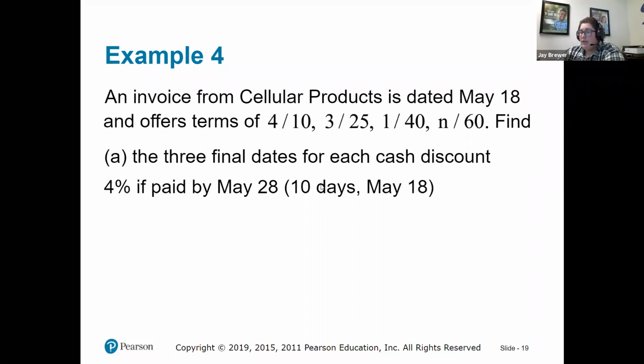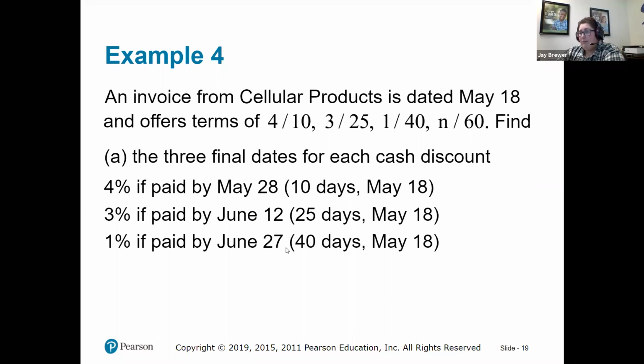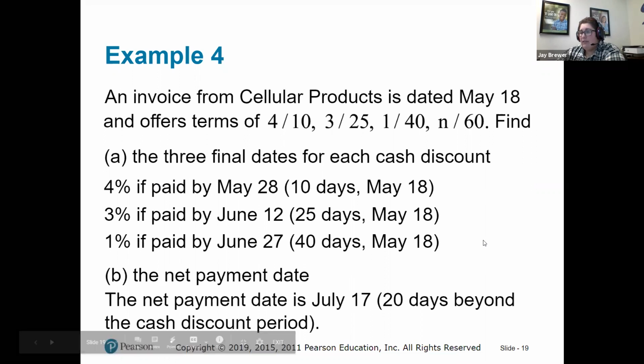So it's 4% if you pay by May 28th, 3% if you pay by June 12th, 1% if you pay by June 27th, and then if you owe the whole thing, it would be July 17th. Okay. Again, just have a calendar. I think that's going to be the easiest thing for most people.